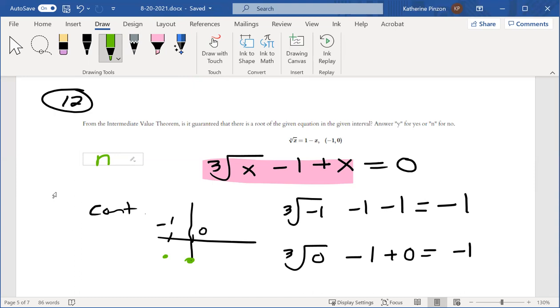So is there a chance that between 0 and 1 it still goes up and down? There is, yeah. It could still be, but the intermediate value theorem doesn't tell us that it is. So this question is just asking, does the intermediate value theorem tell you that one happens there? That's why the calculator is not really going to help, because it might cross there and you're like, yeah, it crosses, but the intermediate value theorem doesn't tell you it has to.